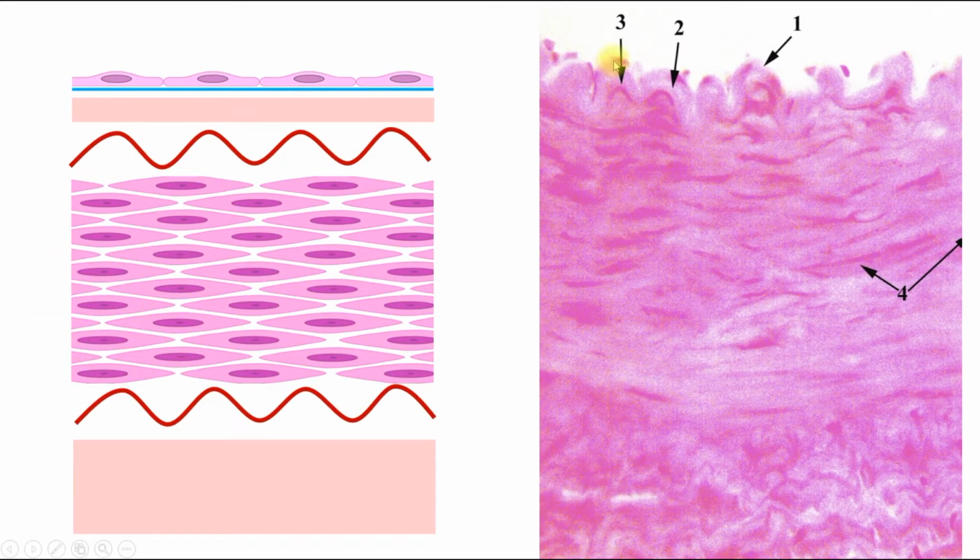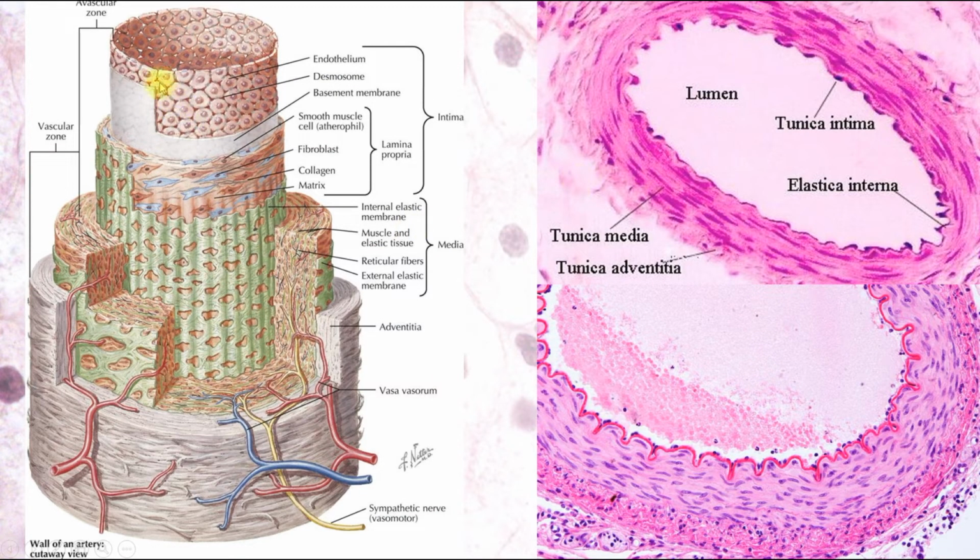And here we can see endothelium with a thin subendothelial layer. Deeper we can see the inner elastic membrane. It's usually well developed, better developed than the outer elastic membrane. Then we have a layer of smooth muscles. Somewhere here we have the outer elastic membrane and Tunica Adventitia. Here we can see endothelium, basement membrane, subendothelial layer, inner elastic membrane, layer of smooth muscles, outer elastic membrane, and Tunica Adventitia.